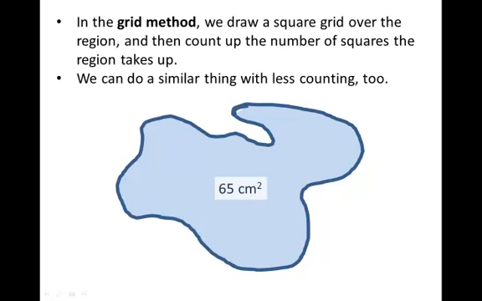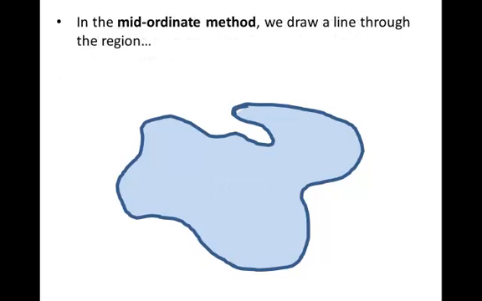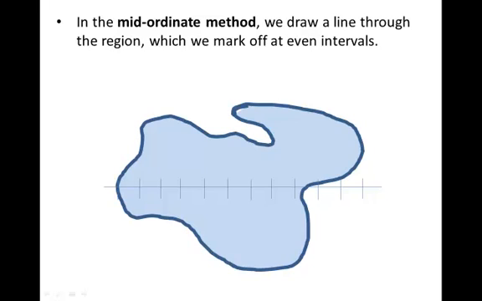Fortunately, we can do a similar thing with less counting. It's called the mid-ordinate method. And the basic idea goes like this. Draw a line that cuts through the middle of the shape and mark off even intervals on it. Let's say 1 centimeter intervals so that it would match what we did last time.